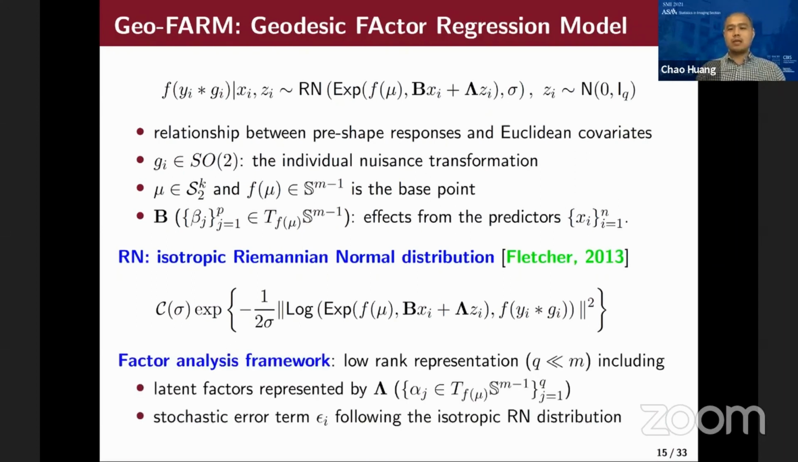And you will see that it's similar to the factor analysis model in the Euclidean space. We build up a similar model on this pre-shape space. And this factor analysis model includes two parts. One is the latent factor represented by the lambda. Each vector, you can see, is defined on this tangent space. It can be treated as these latent factors. And also we have the stochastic error terms epsilon i, which follow this isotropic Riemannian normal distribution.